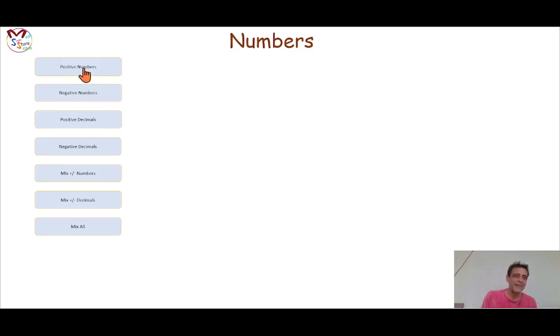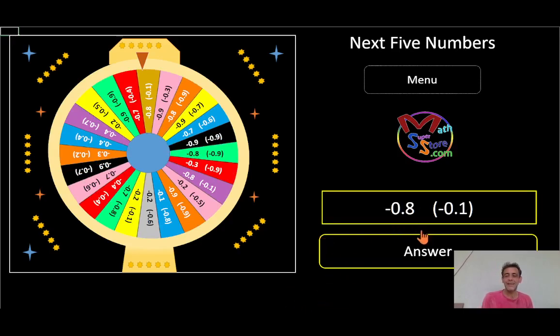So the next 5 numbers. You can have positive numbers, that's easy. Negative numbers, that's a little bit more difficult. Positive decimals, negative decimals, or you can mix them all. So negative decimals, the next 5 numbers, tells you up here you're doing next 5 numbers after 0.8, counting in minus ones.